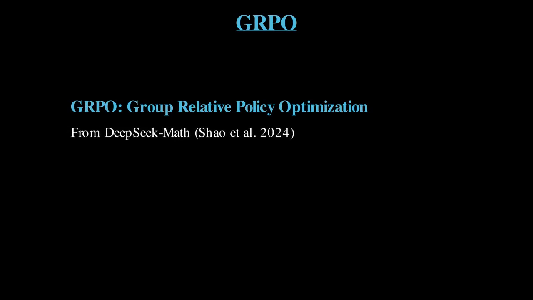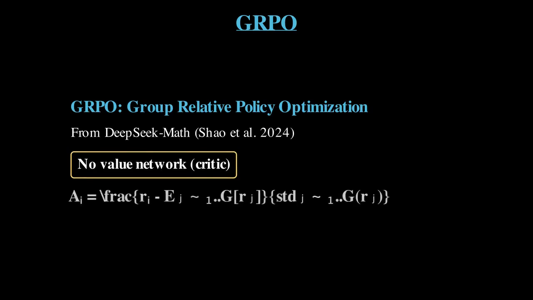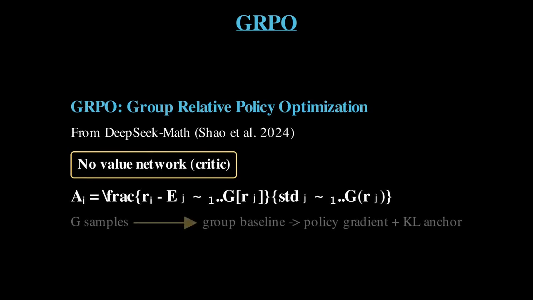Let's now turn to two recent methods that refine the role of the KL penalty in policy optimization, starting with Group Relative Policy Optimization, or GRPO. Introduced by Shao and colleagues in their 2024 DeepSeek paper, GRPO makes a surprisingly effective simplification to the PPO pipeline. The key insight is to drop the value network, or critic, entirely.